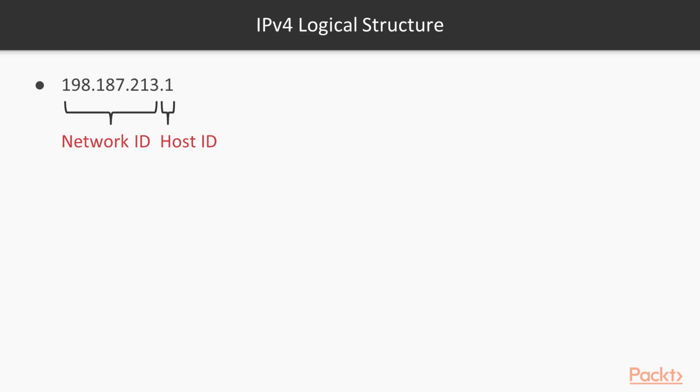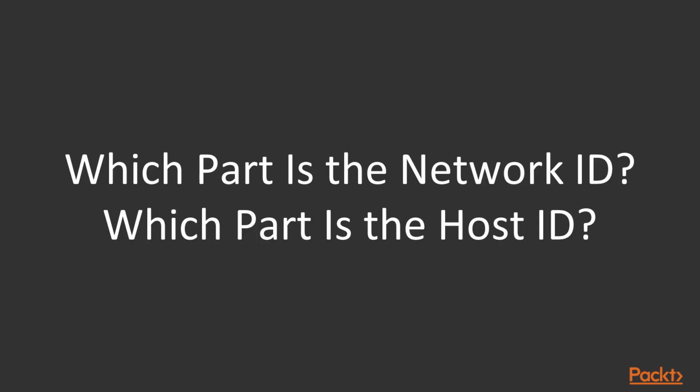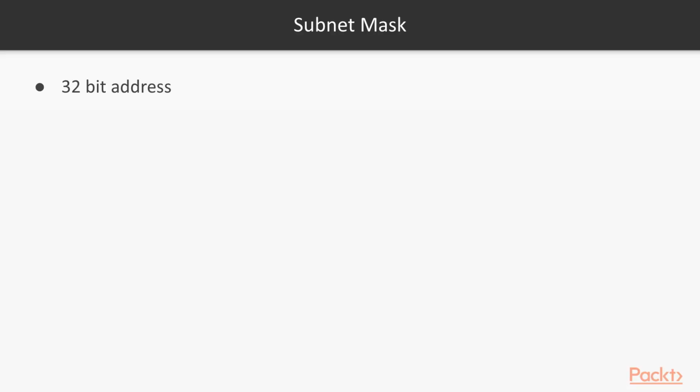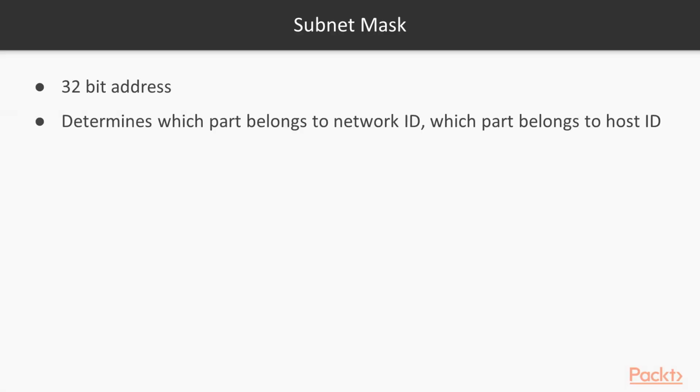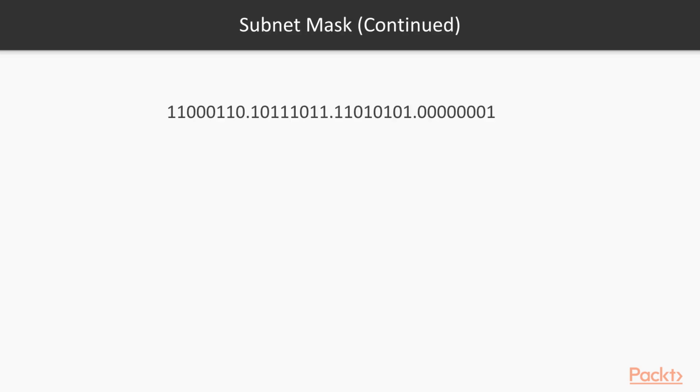A question may arise now. How can we understand which part of our IP address is network ID and which part is host ID? The answer to the question is subnet mask. Subnet mask is a 32-bit address that determines which part of your IP address belongs to network ID and which part belongs to host ID. How? It's very simple. Let's say this is our IP address in binary format.